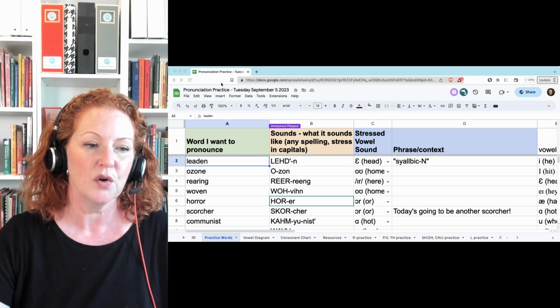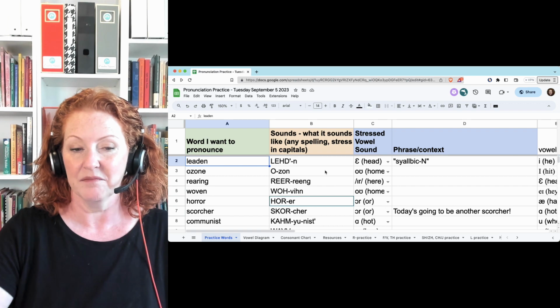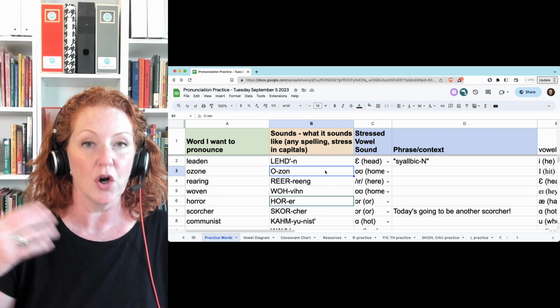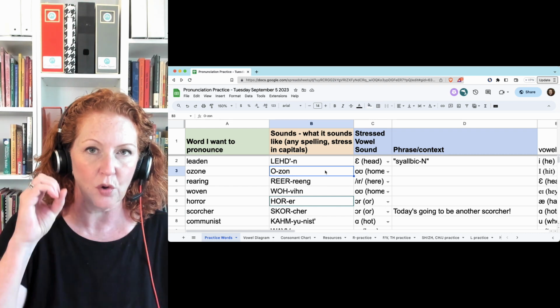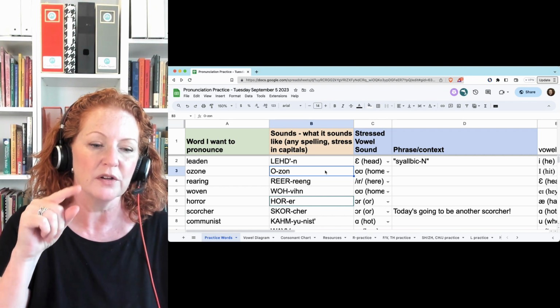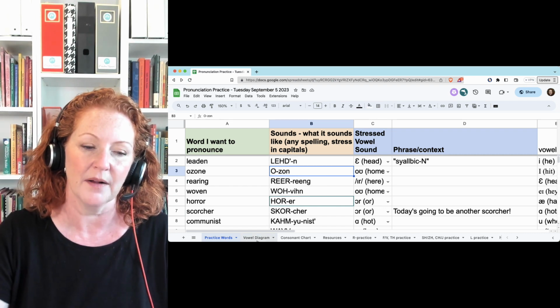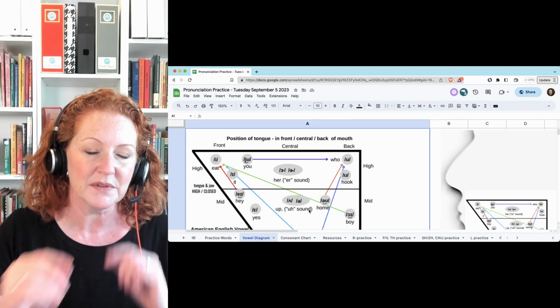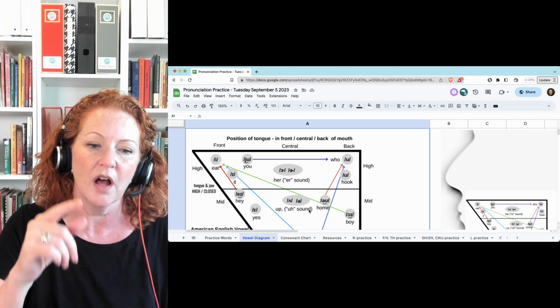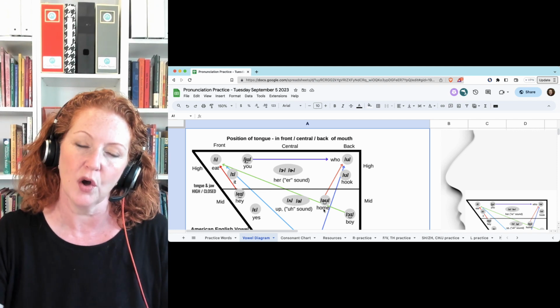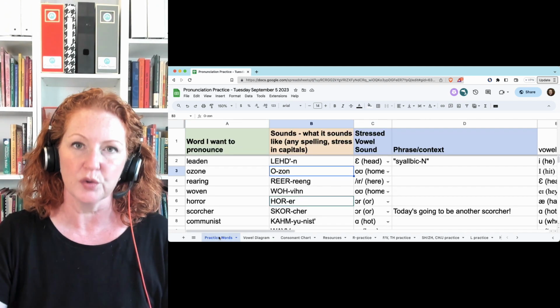And then ozone. Not really any other way to spell this, but ozone. It uses the American O, so it's not just ozone with O, but your tongue is, well, not your tongue, your lips are moving. You're starting with an unrounded O and ending with an oo. O. I put it here like home. So ozone.